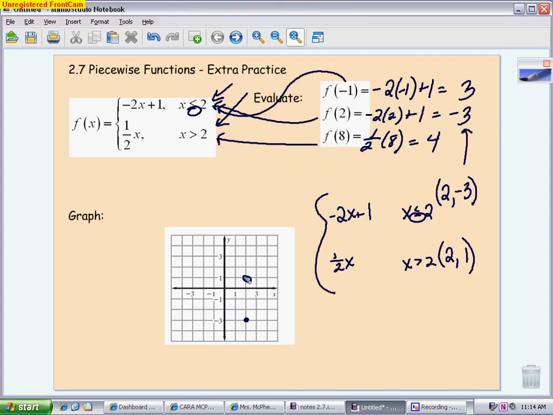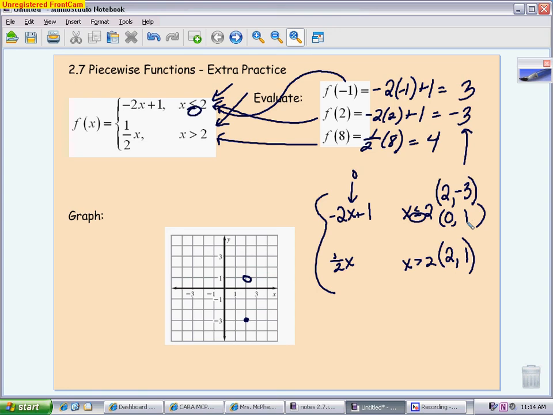Now we know where the rays stop and start, we need to show the direction. So what I'm going to do is pick a point that is less than 2 and put it into this bottom equation. That gives me the direction that ray heads. You can use your calculator. You can also pull up a table and look at the different values. I'm going to make it easy since I am going to do it in my head. I'm going to pick 0. 0 is obviously less than 2, and it's really easy to plug in. When I put 0 in here, I get 1.